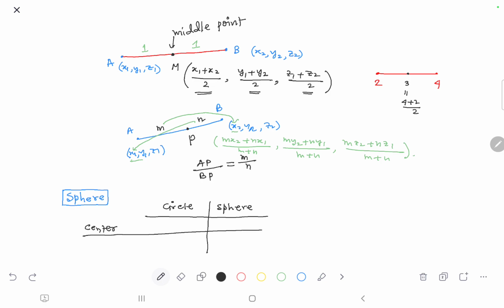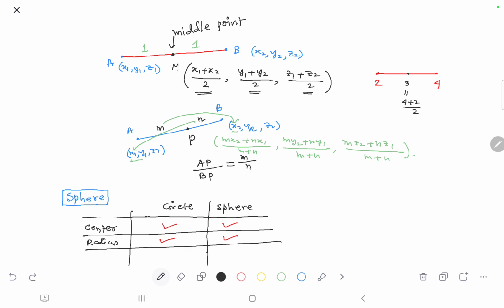If I take the center and ask the question, does this have a center? The answer is yes. A circle has a center, and a sphere also has a center, right? Radius: yes, both have a radius. A circle has a radius, and a sphere also has a radius, right?